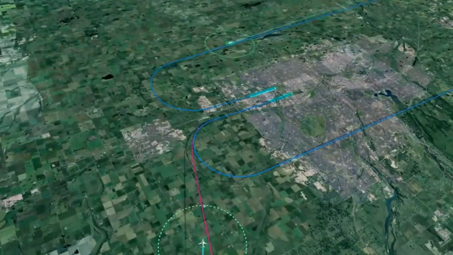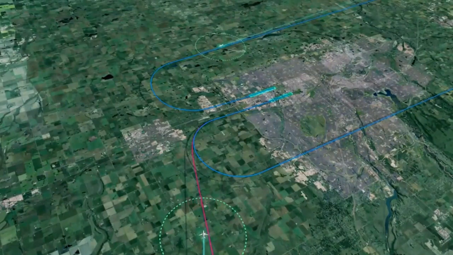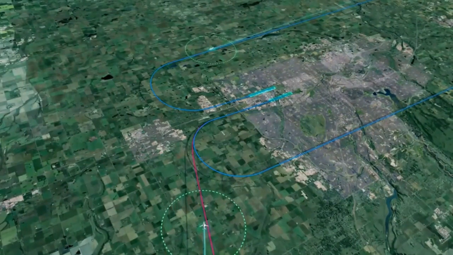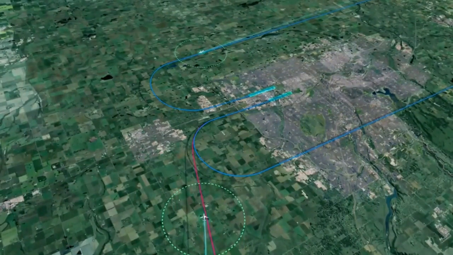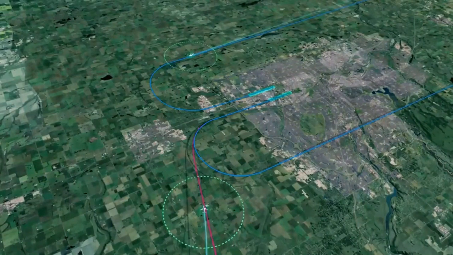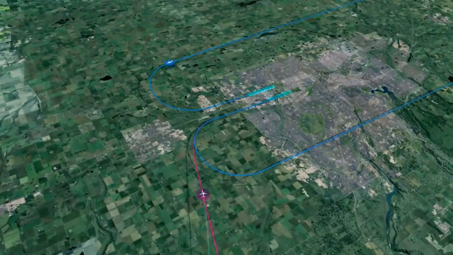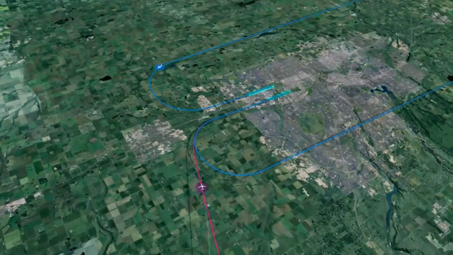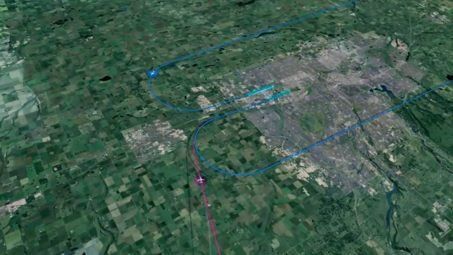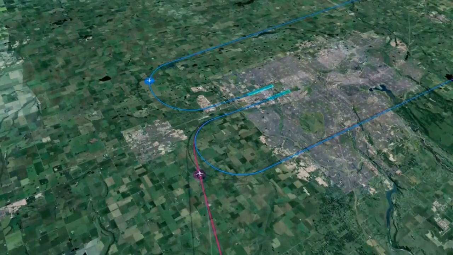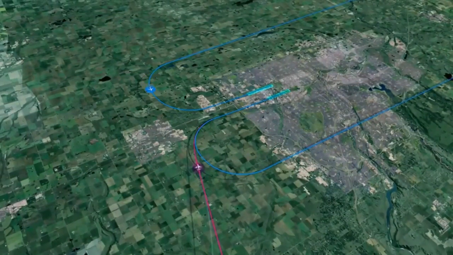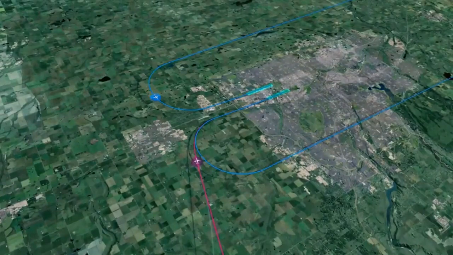With the new established on RNP standard, aircraft will be considered established on final as soon as they commence the RNP procedure. This will improve how traffic is integrated to parallel runways, while increasing the use of quieter continuous descent operations associated with RNP procedures, and further reducing the need for low-altitude level segments for some aircraft.